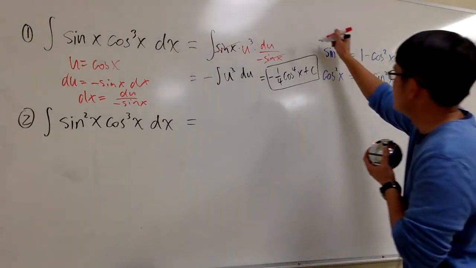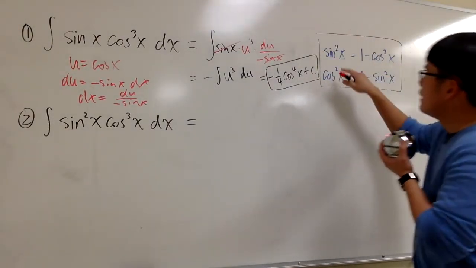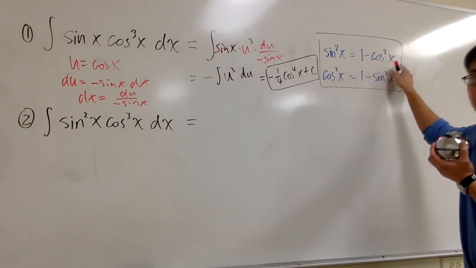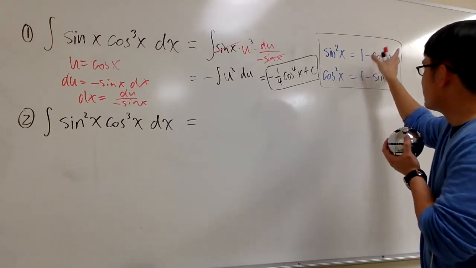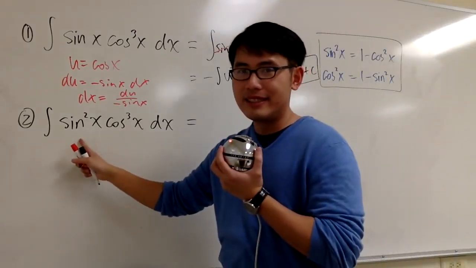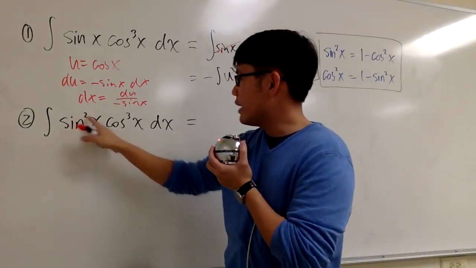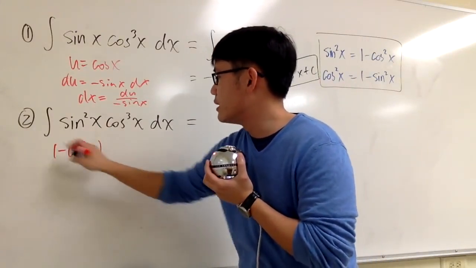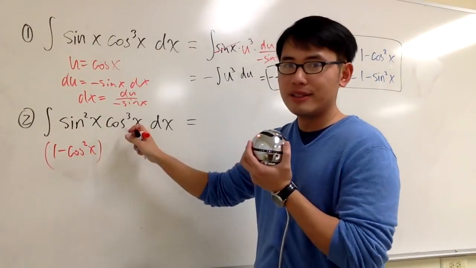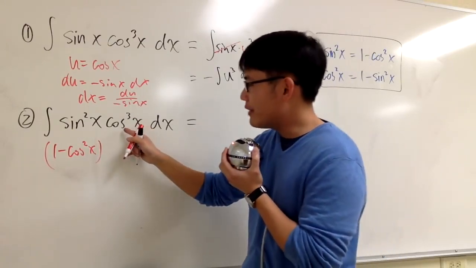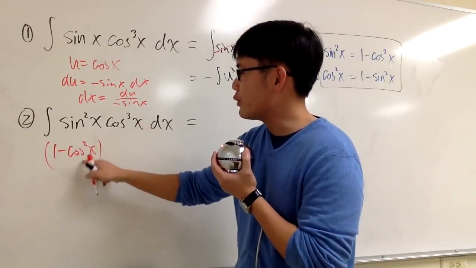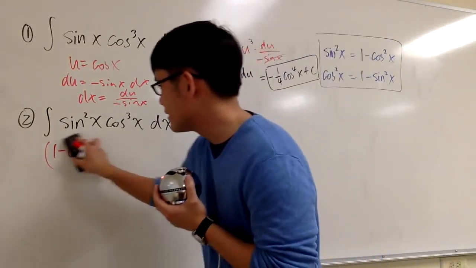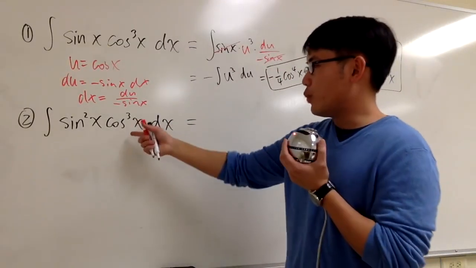We have to refer back to these identities right here. We know that sine square x is equal to 1 minus cosine square x. But then, if you get excited and just plug this into that, if you say sine square x is 1 minus cosine square x, and then if you do this times that, guess what? You end up integrating cosine to the fifth power, and that's so much harder. We don't want that. So what should we do?